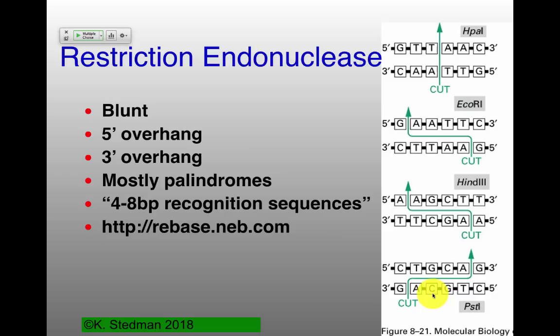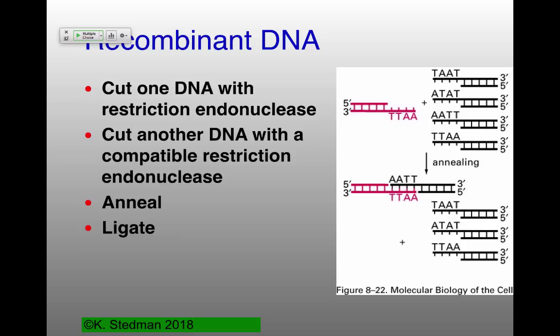So why are restriction endonucleases so useful? The reason they're so useful is that everything is made of DNA, at least all cellular organisms. So you can take a particular DNA and cut it with your favorite restriction endonuclease, take another DNA and cut it with your favorite restriction endonuclease, and these things can be put together.